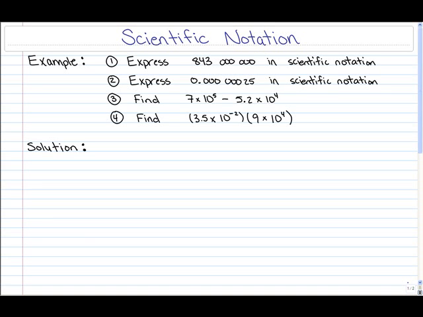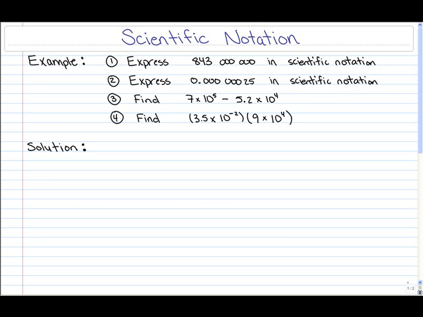So for part 1 and part 2, I want you to express both those numbers in scientific notation. Now remember that it's a product of some number between 1 and 10. So we're going to have to either move our decimal place to the left or right in order to get some number between 1 and 10. In question 1, you'd have to move the decimal place to the left a certain amount of units, and in question 2, you'd have to move the decimal place to the right a certain amount of units.